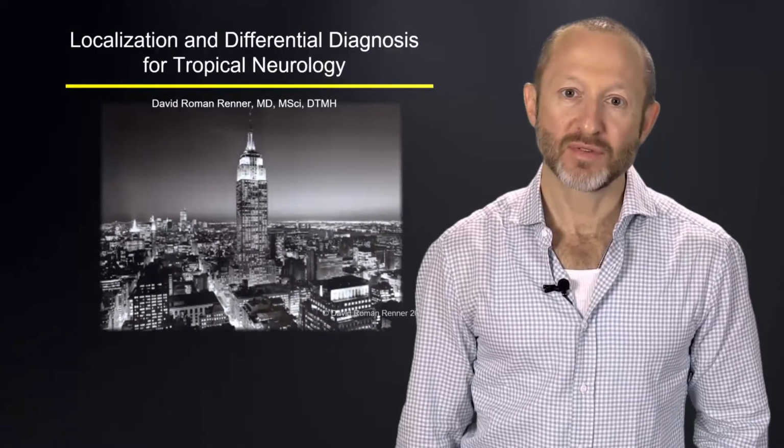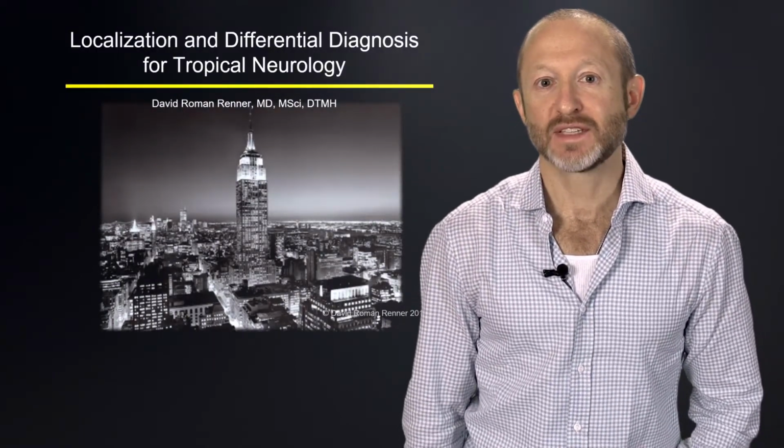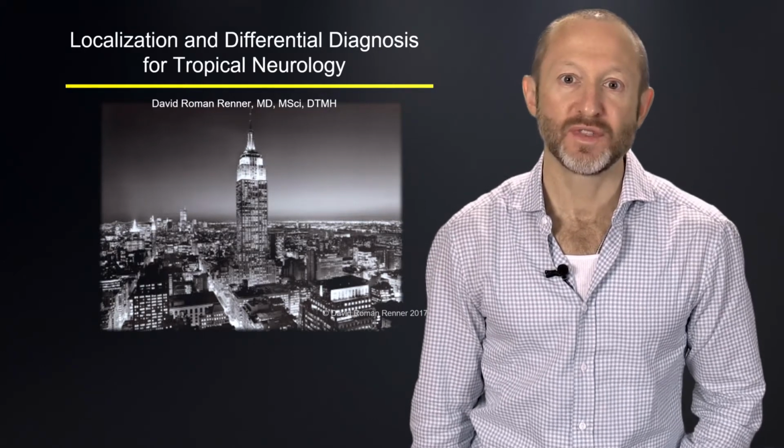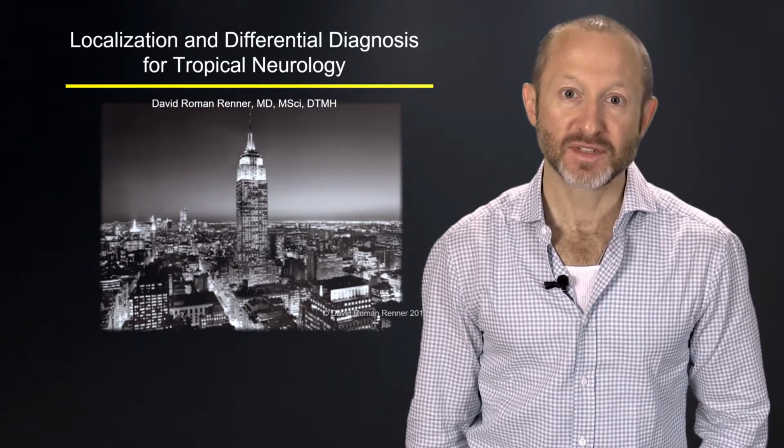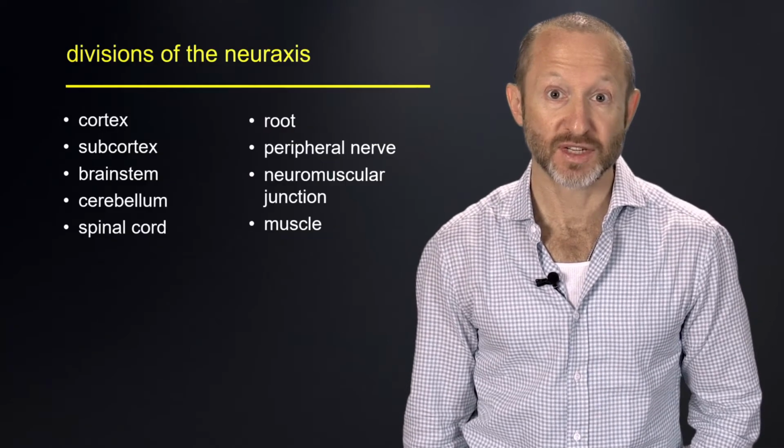Today, we're going to talk about the need to localize lesions within the central and the peripheral nervous system as a way to further hone down or narrow the differential diagnosis of the multitude of entities that can cause problems in infectious and tropical neurology.